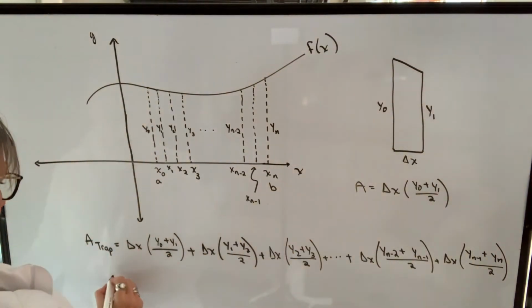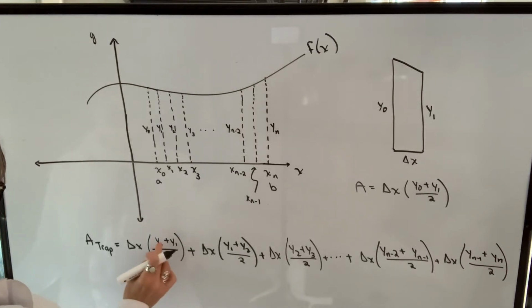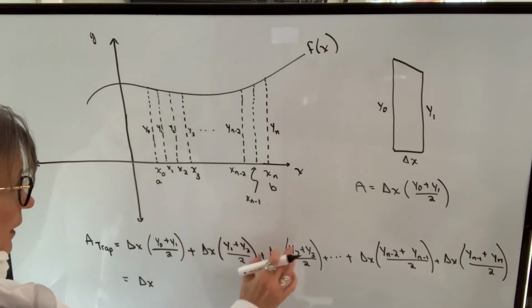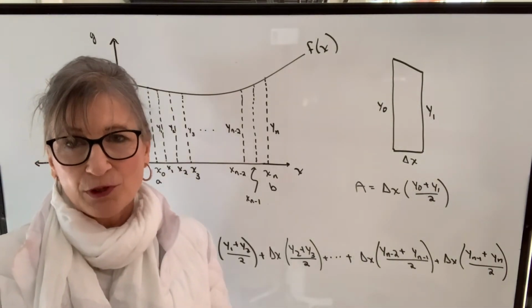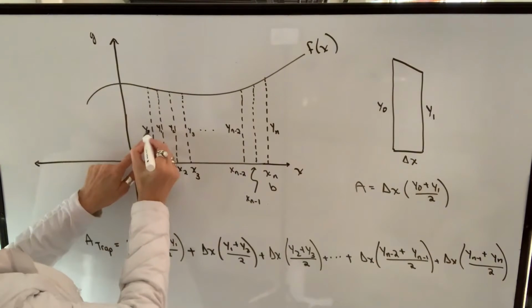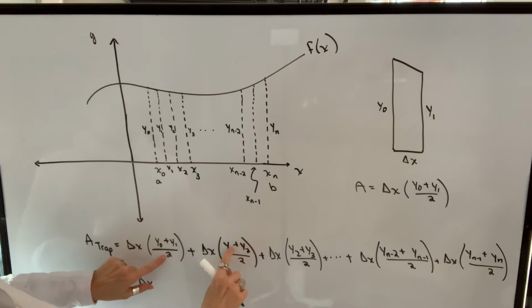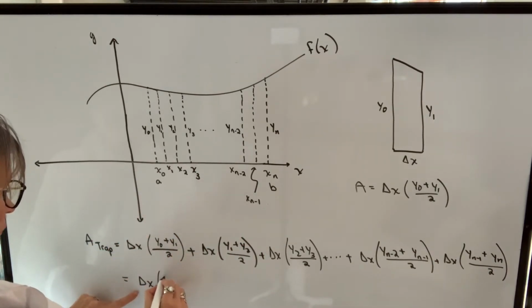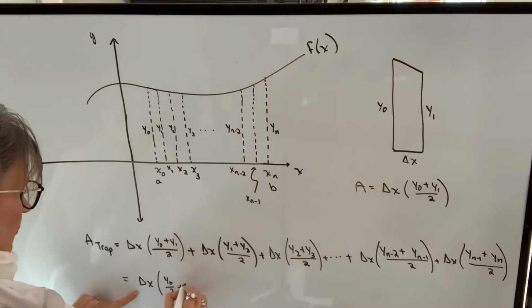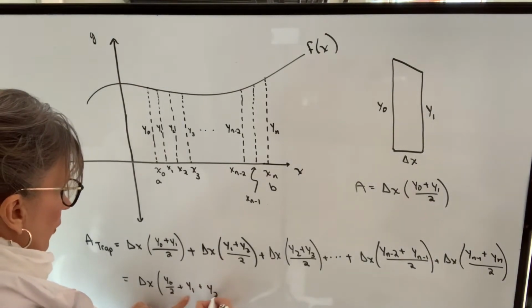We could factor out a delta x, and then I'm left with y sub 0 over 2 plus y sub 1 over 2 plus y sub 1 over 2, and so on. What you'll find is all these interior sides are sides of two separate trapezoids. The only ones that aren't are y sub 0 and y sub n. So y sub 1 over 2 plus y sub 1 over 2 will end up being just y sub 1. So when I combine all this, I will get y sub 0 over 2 plus, when I add those together, I just get one of them, and so on with all of them.